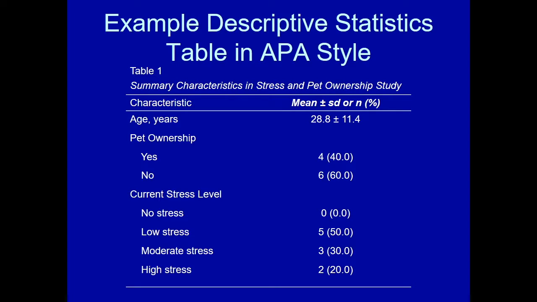So here we have an example descriptive statistics table in APA style. The first row is Table 1, no italics, that's it. The second row is italicized, saying summary characteristics in stress and pet ownership study. Then the next row is the header row that says the characteristic, and then the second column has mean plus or minus SD or number and percent.